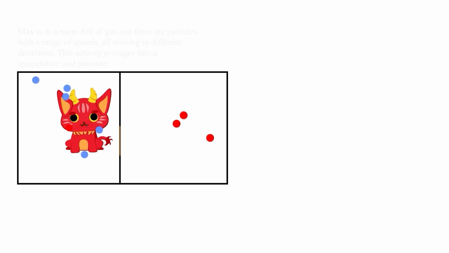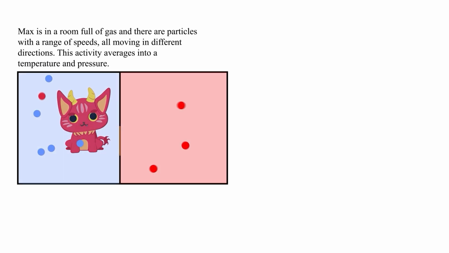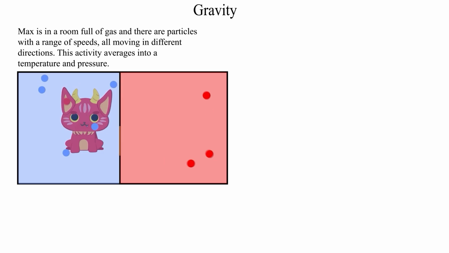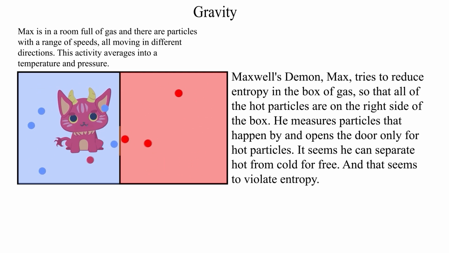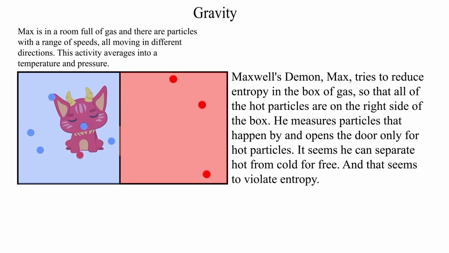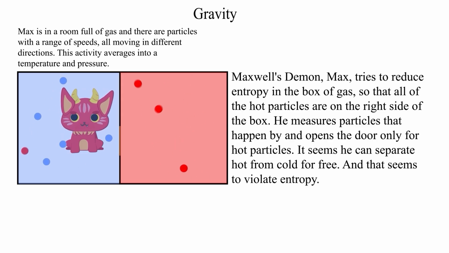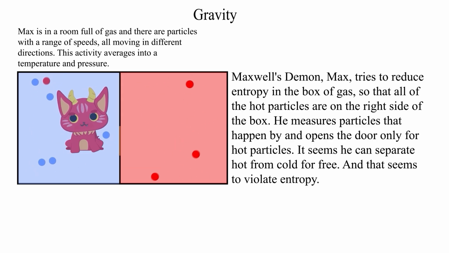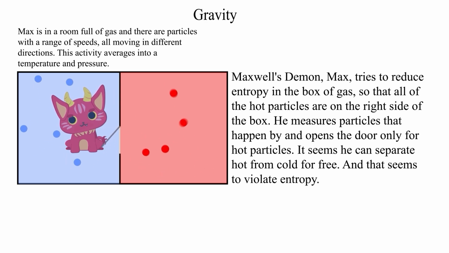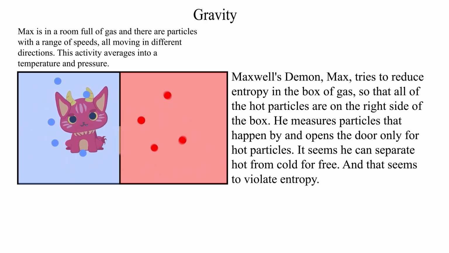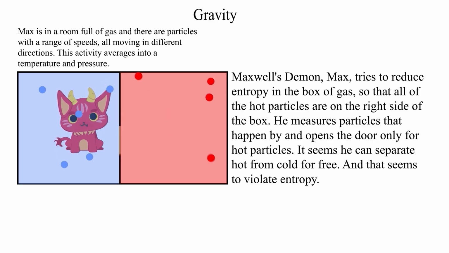So we begin with Maxwell's demon. Max is in a room full of gas, and there are particles with a range of speeds all moving in different directions. This activity averages into a temperature and pressure. Max tries to reduce entropy in the box so that all the hot particles are on the right side. He measures particles that happen by and opens the door only for hot particles. It seems he can separate hot from cold for free, and that seems to violate entropy.